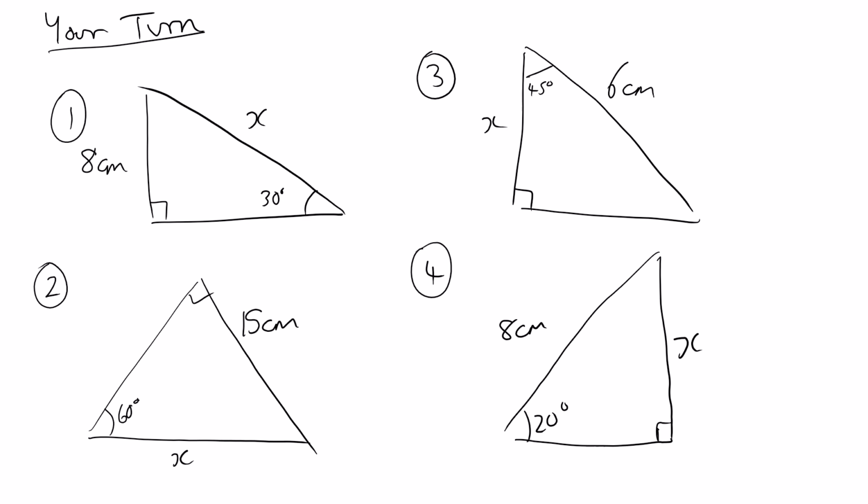Okay, let's go through some answers. So the first one, we are going to have x is 16 centimeters. With the second one, you might have an answer given as 10 square root 3 or 17.3 centimeters, depending on what calculator you've got and what it comes up with. Question 3, x is going to be 3 root 2 or 4.24 centimeters. And the last one, x is going to be 2.74 centimeters.